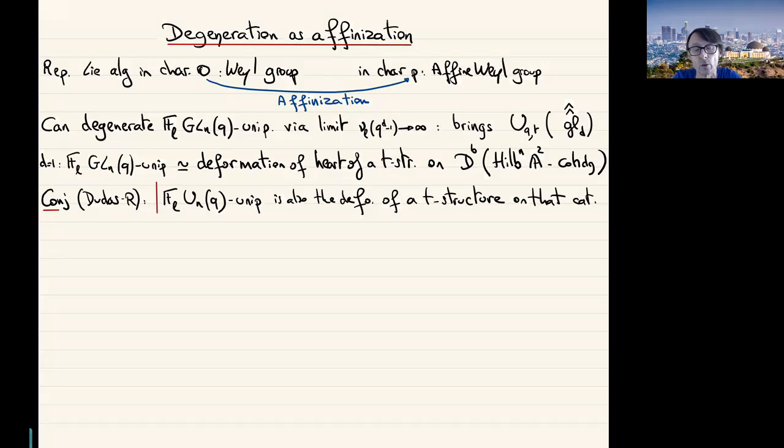The Macdonald polynomials correspond to skyscraper sheaves at torus fixed points on the Hilbert scheme. And the nabla operator corresponds to twisting by O(1) on the Hilbert scheme. So that's all part of the reason why we expect that if this conjecture about the deformation of the t-structure is true, then it should be true that the decomposition matrices for unitary groups are given by specialization of certain two-variable polynomials.